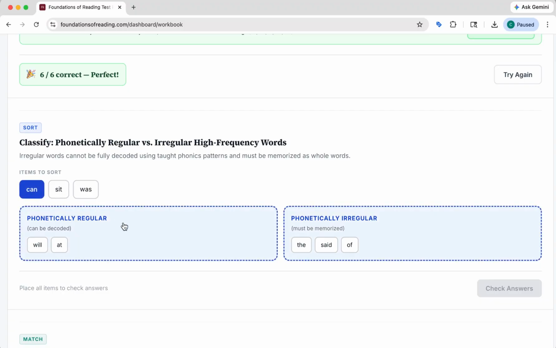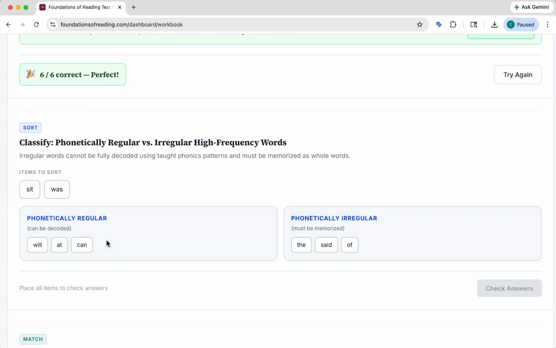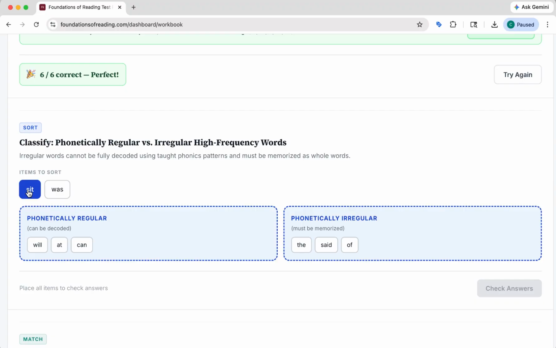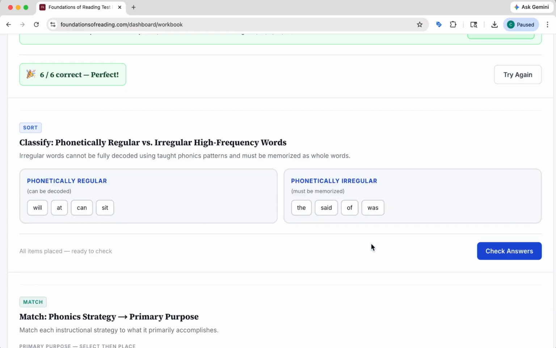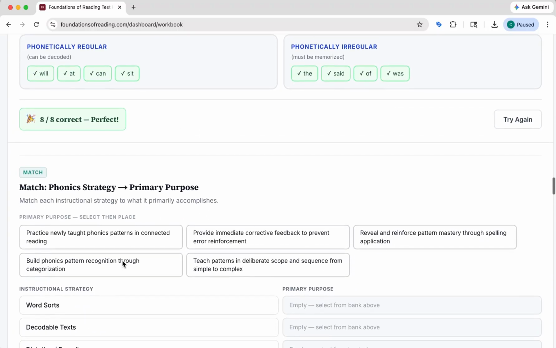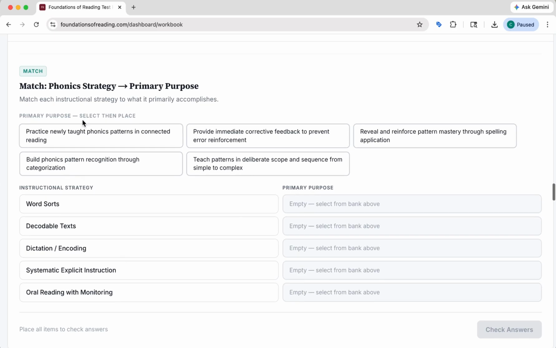Can, you can think, can we help students decode this? Yes, we can. And sit, it, yes, we can pronounce it. Was is one of the words that needs to be taught as a whole unit. Let's check it. 8 out of 8. Nice job. Let's keep this going.